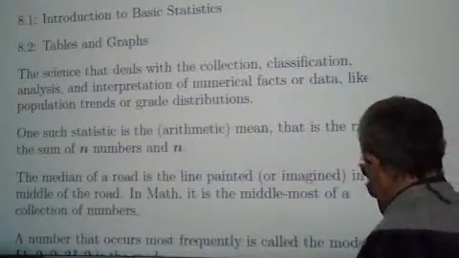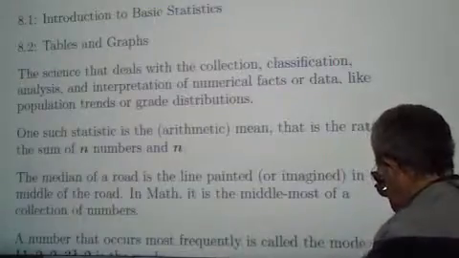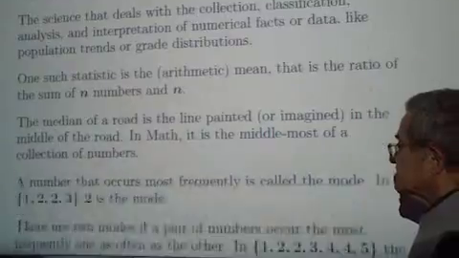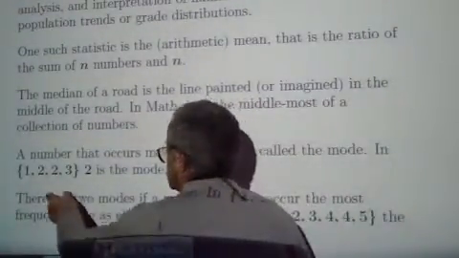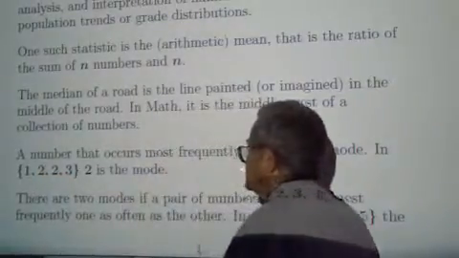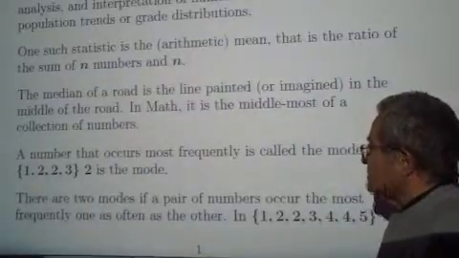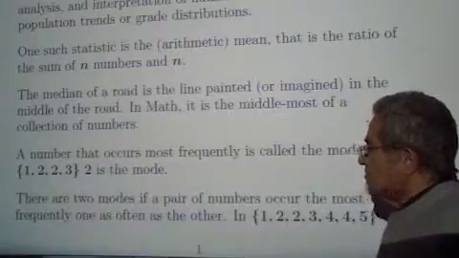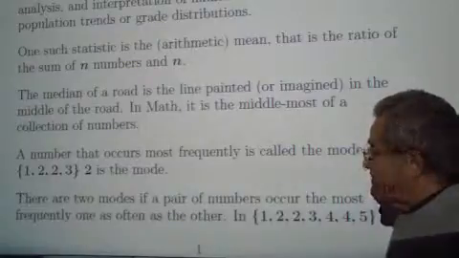A number that occurs most frequently, that's something else, that's called the mode. For instance, if you had a bunch of numbers, 1, 2, 2, 3, 2 occurs more frequently than any other number, 2 is the mode. Okay? Mode, most frequent number. Median, middlemost number. Mean, or arithmetic average, the sum of the numbers divided by how many numbers.